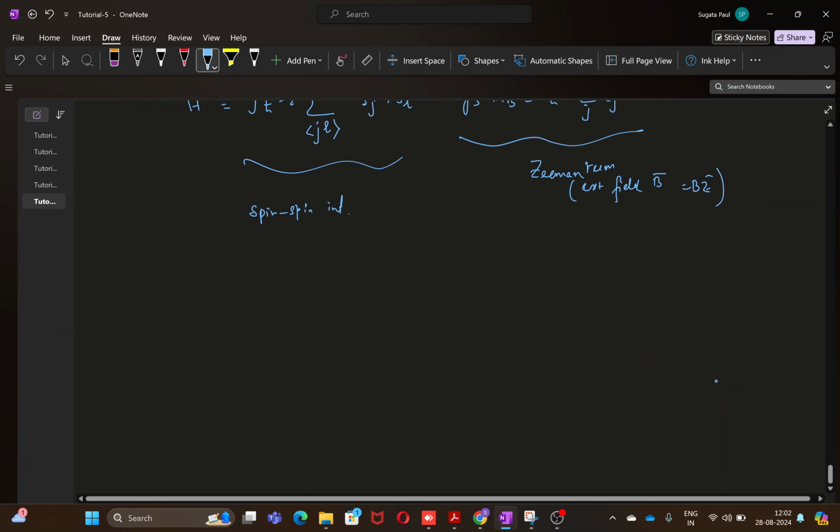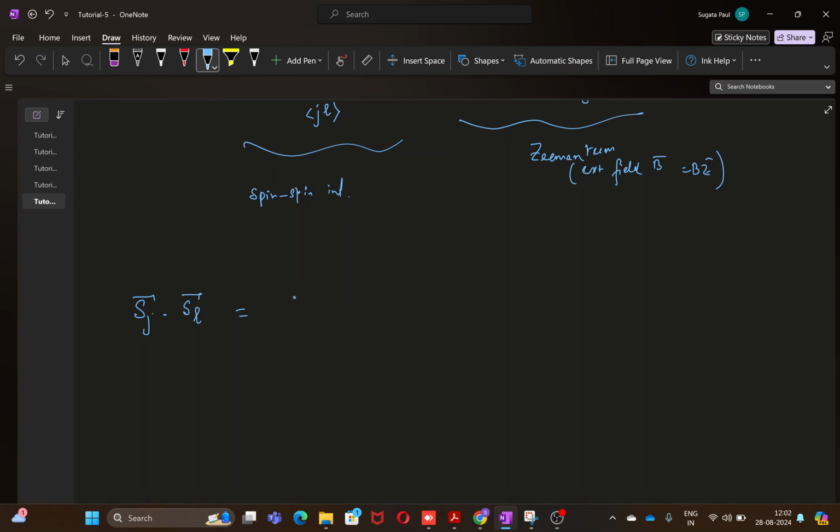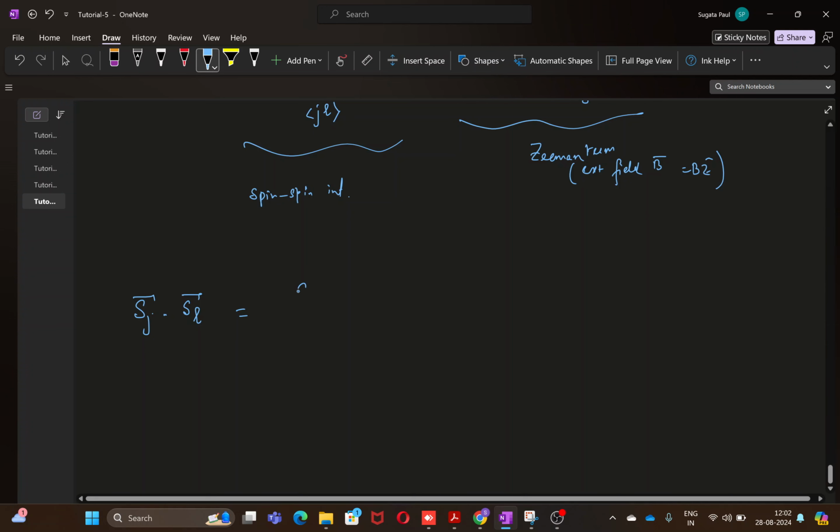Now we have to calculate what S_j vector dot S_l vector is. This is basically a dot product between two separate spins S_j and S_l. So how to first of all simplify your dot product? You just have to product it term by term. So this is S_jx S_lx plus S_jy S_ly plus S_jz S_lz.